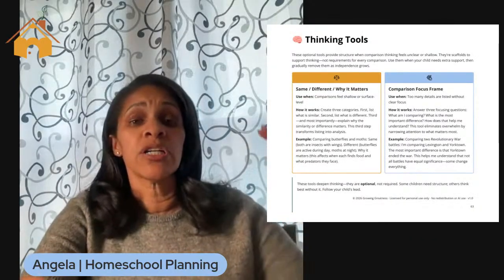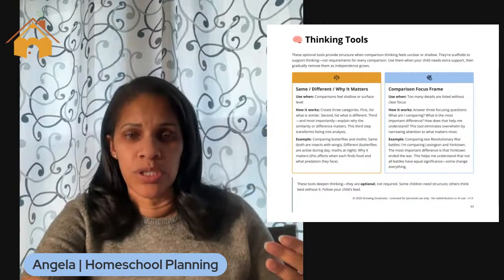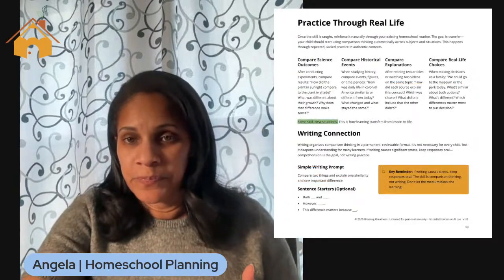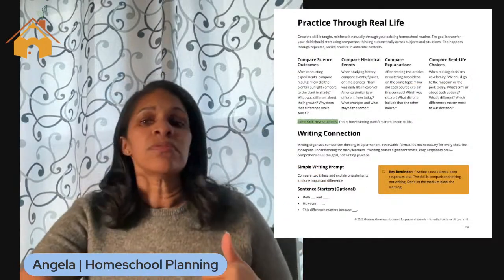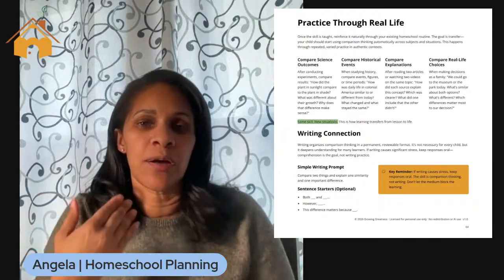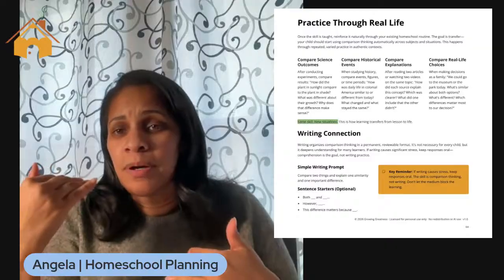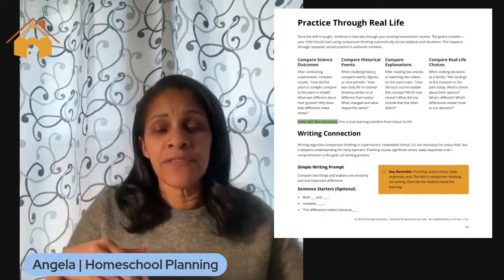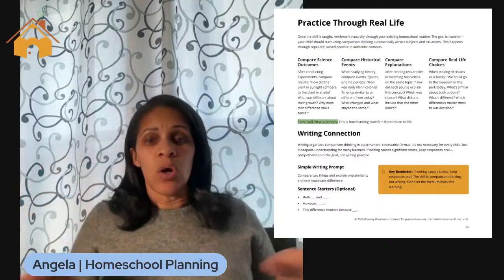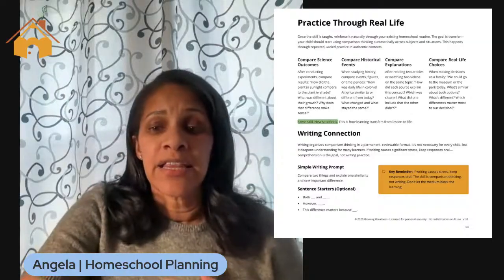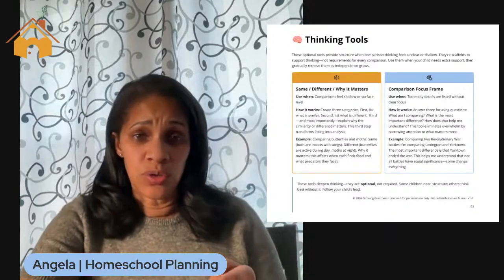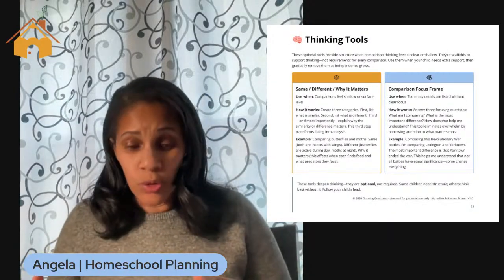Day 2 is going to be continuing practicing using real life. So on day 2, same thing. We're going to pick two things. We can compare science outcomes, historical events, explanations, real life choices, whatever it is. We're going to pick two things, and then we're going to use one of these thinking tools to practice it.